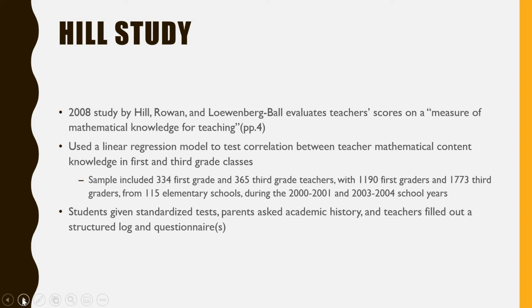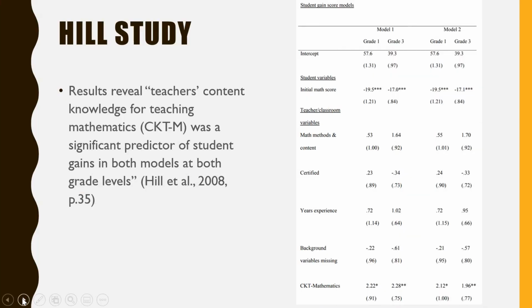Meanwhile, students' achievement was measured using a test called the Terra Nova assessment, a standardized test diagnostic system that tracks student math performance according to their grade level on a nationwide scale. The results, as seen in this chart, reveal that teachers' content knowledge for teaching mathematics, noted as CKTM, was a significant predictor of student gains in both models at both grade levels.